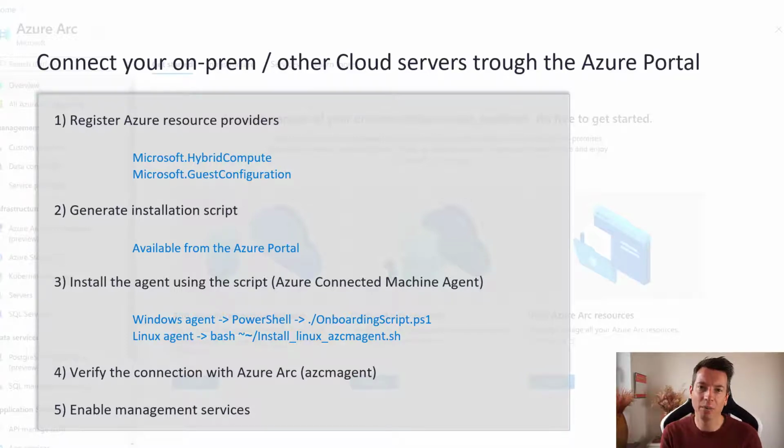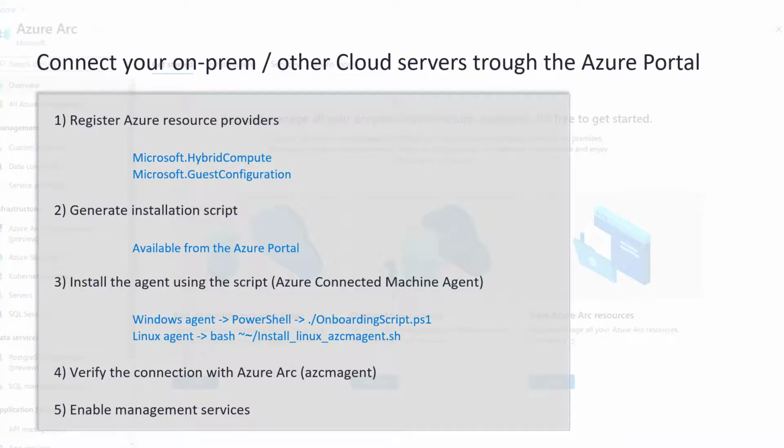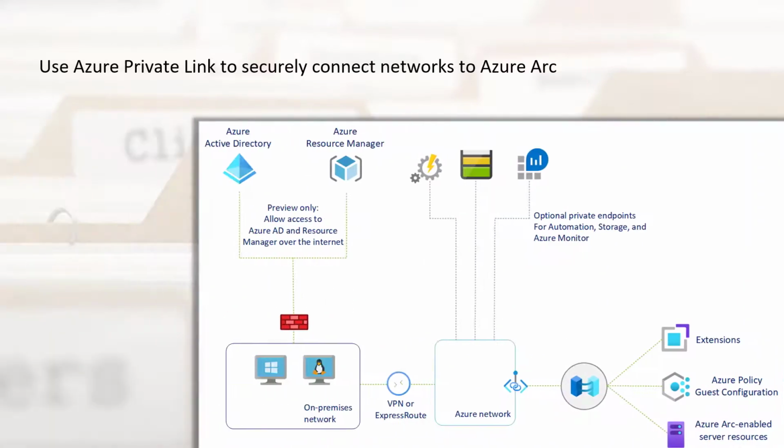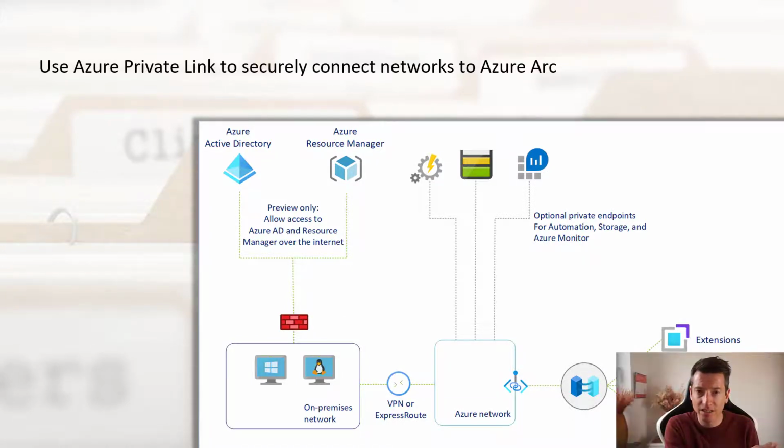You can do the same with your on-premises VMs. The new thing is that you can use Private Link. So you can use Private Link to securely connect to your Azure Arc, which means you have a private connection between your on-premises network and your Azure environment. So it's not going to have the connection via public internet.